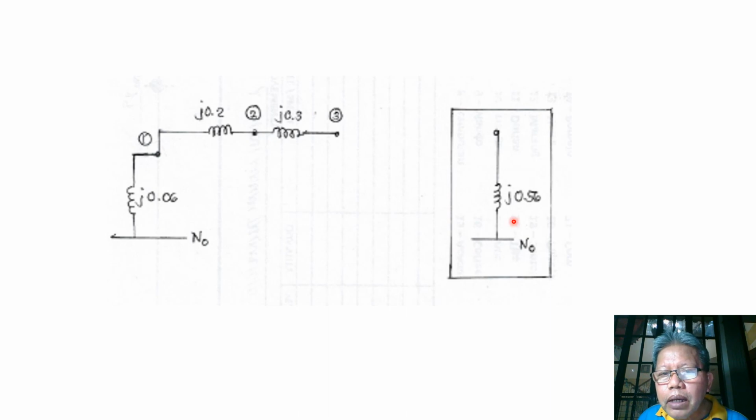Now we see that these three reactances are in series, so we can just add them together to represent our equivalent impedance, which is J.56, and this is NO. And by the way, this should have been our FO, no? FO. So this thing here will just represent the zero sequence network of the given network.